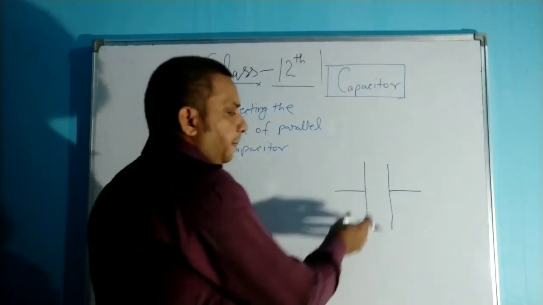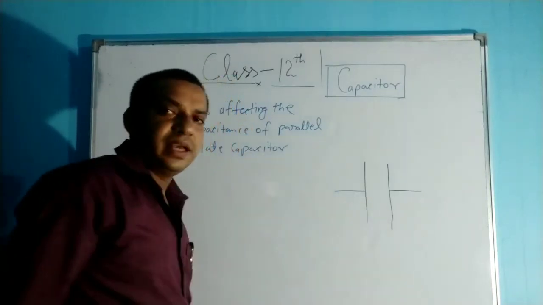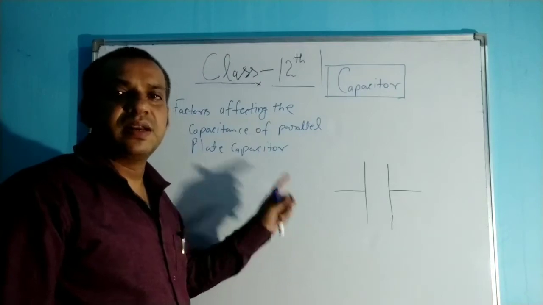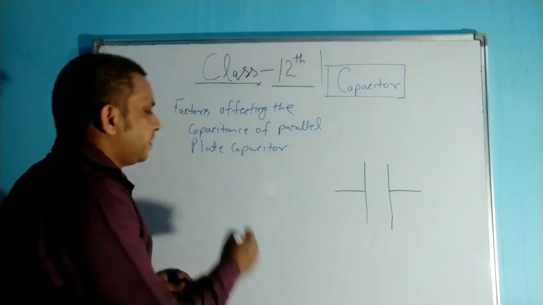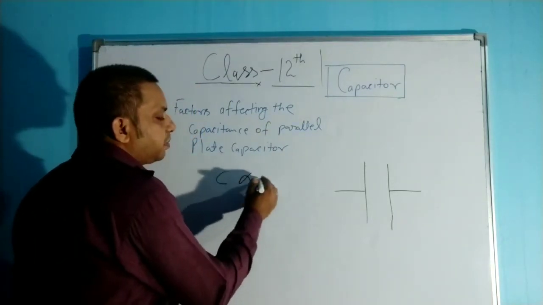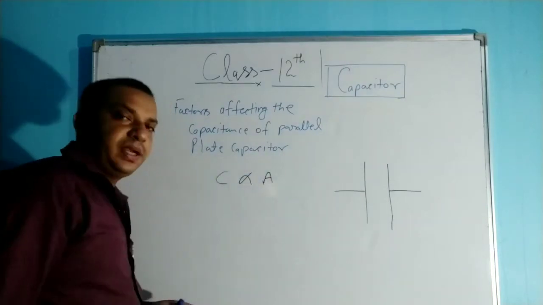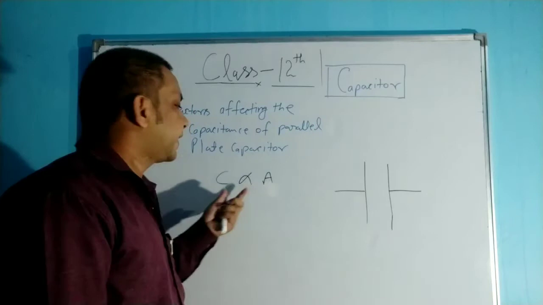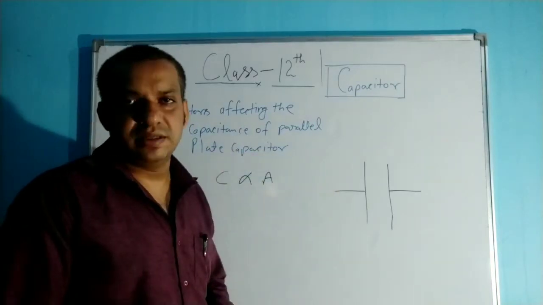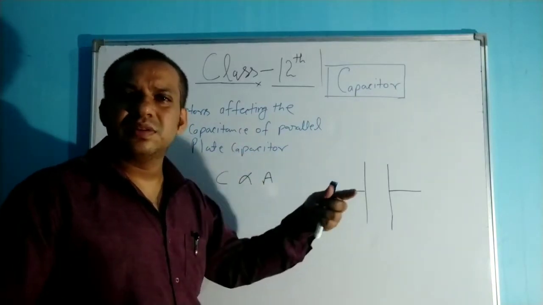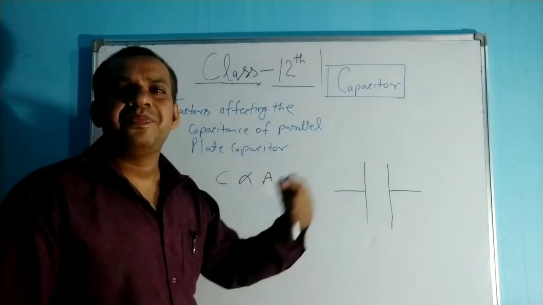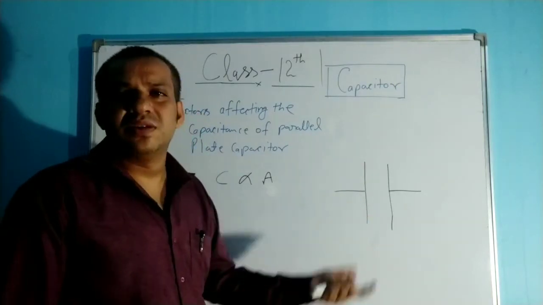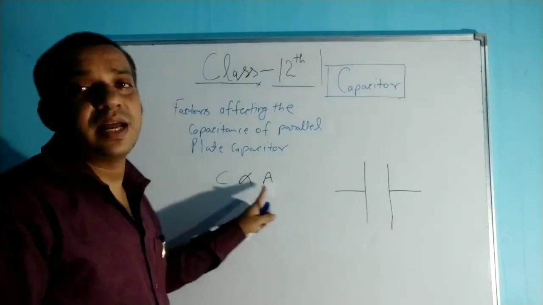So just see here, if we increase or decrease the area, it is a direct relation with the capacitance. That means C is directly proportional to the plate surface area. If you increase the area, the capacity of this capacitor will increase, and it's quite obvious. More the surface, more the ability to hold the charge. That is why C is directly proportional to A.